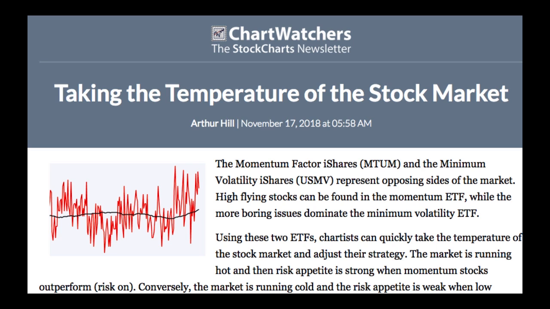There are a number of ways that you can do this. Before, I've used the PowerShares High Beta ETF relative to the PowerShares High Quality or Low Volatility ETF. Today, I'm going to show the Momentum iShares ETF relative to the Minimum Volatility ETF from iShares. And I usually like to keep the ETF family together. In other words, if I'm looking at one Momentum ETF versus another Low Volatility ETF, I want them to come from the same ETF family, such as iShares here.